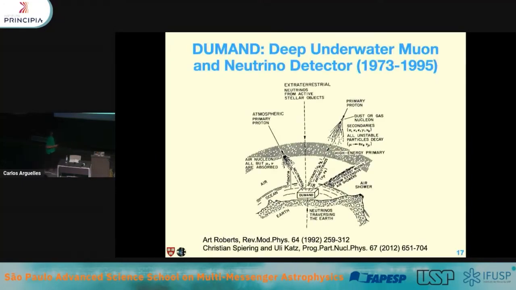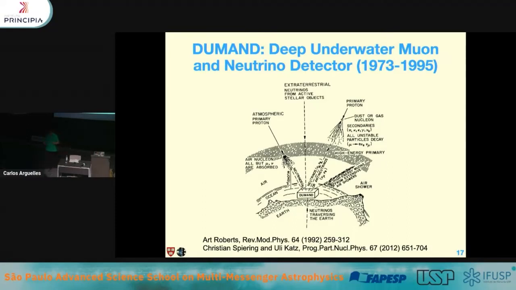So the first ideas to build these kinds of detectors come from a collaboration known as the DUMAND project, for Deep Underground Muon and Neutrino Detector. This collaboration operated for about 20 years. This is one of their earliest cartoons. You can see here the seabed. This is the DUMAND array. Yes, it's a little cube called DUMAND. And the idea is that they will observe these neutrinos.